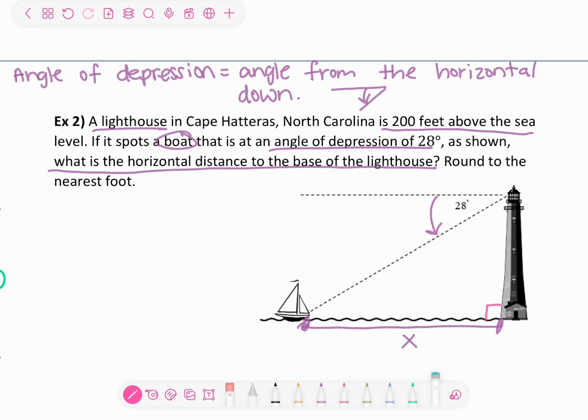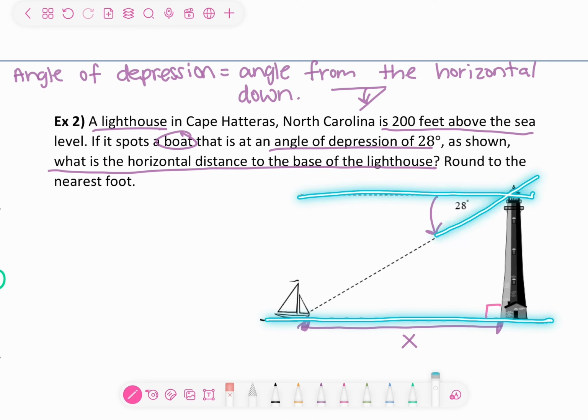That means that our triangle is the lighthouse, the water, and then the boat. But that 28-degree angle is not in that triangle, and so it's not really useful to us right now. But the good news is we can easily put it in the triangle. So we have this horizontal line at the top that we drew for the angle of depression. We have a horizontal line at the bottom. Basically, the water can be represented as a horizontal line. So those are parallel to each other.